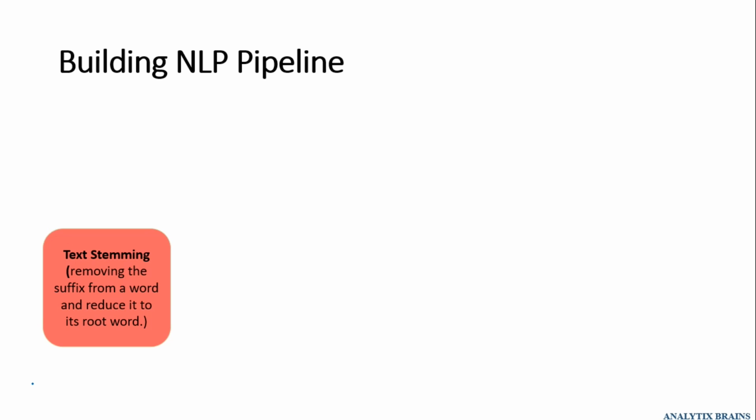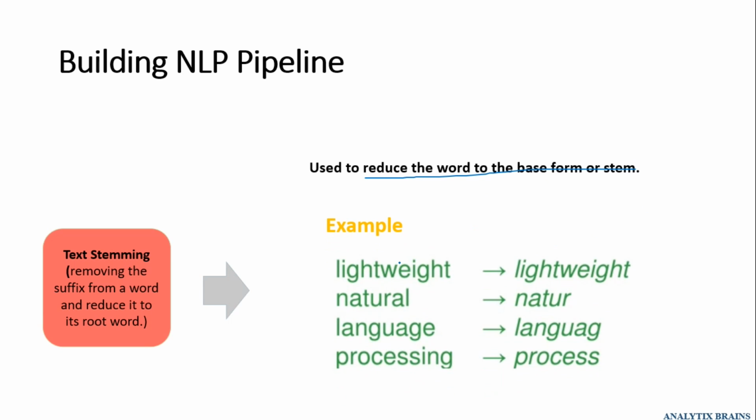The algorithm or library that we use for text stemming is the Porter stemmer. This is the widely used algorithm for stemming. It is used to reduce the word to the base form or the stem. Let's see how stemming works. Suppose we have words like lightweight, which will be reduced to lightweight. Natural, as you can see, is ending with al, so al will be removed and it will be left with natur. Language will change to languag: the e will get reduced from this, and ing will be reduced from this.